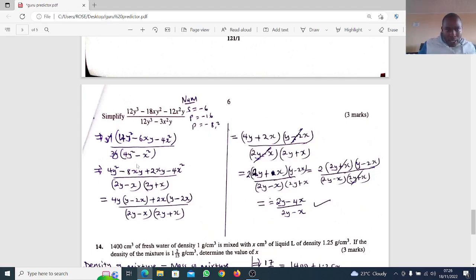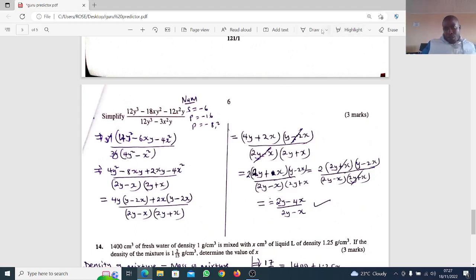So we substitute here, and instead of negative 6xy, we put negative 8 and 2. So it becomes 4y squared minus 8xy plus 2xy minus 4x squared, all over. If you factorize, this is a difference of two squares.